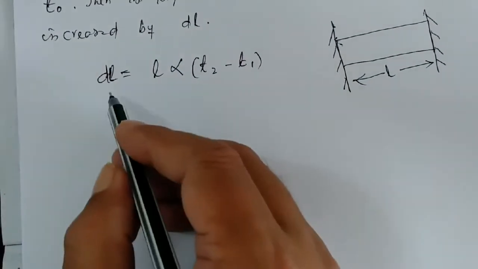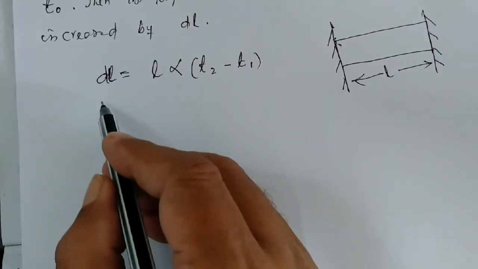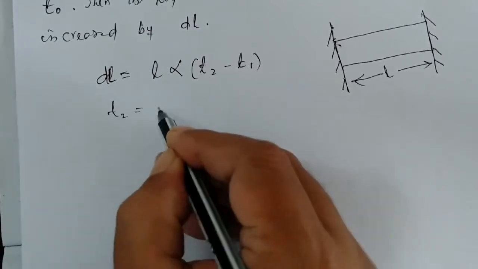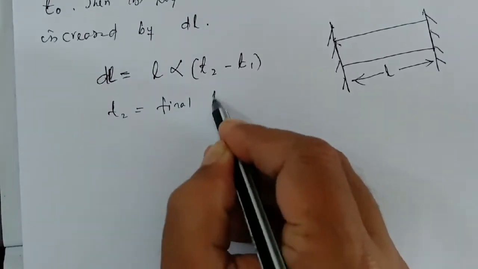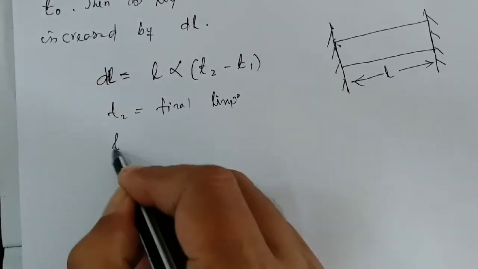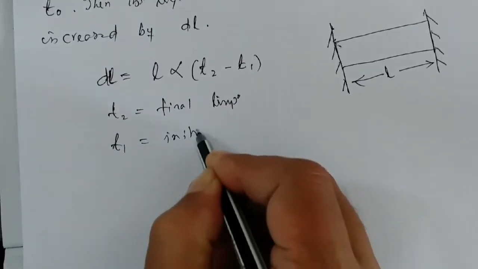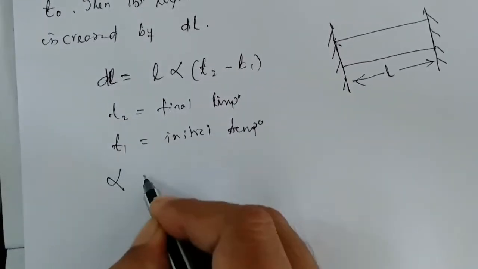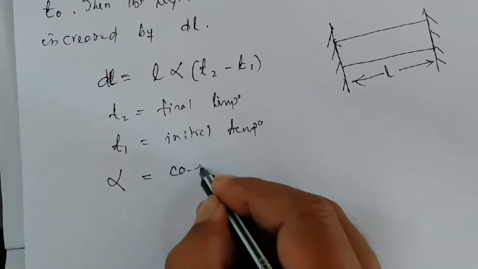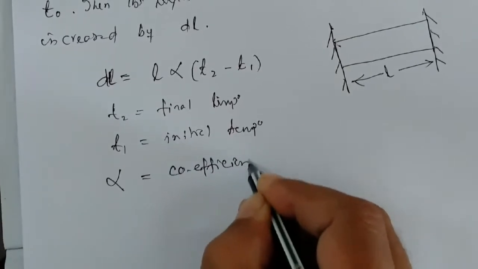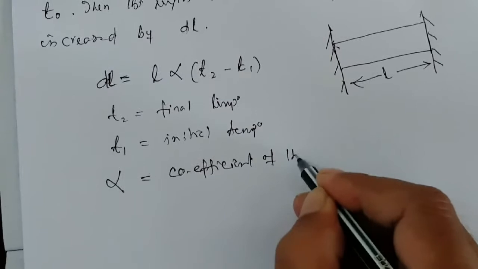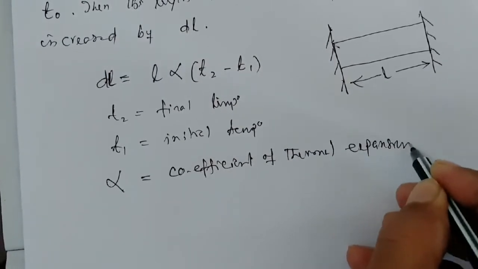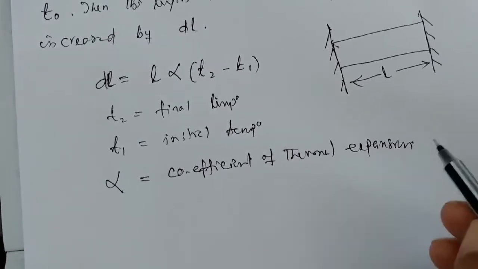Let us know what these things are. dl is the change in length. L is the original length. T2 is the final temperature. T1 is the initial temperature, and alpha is the coefficient of thermal expansion, which is different for different materials.